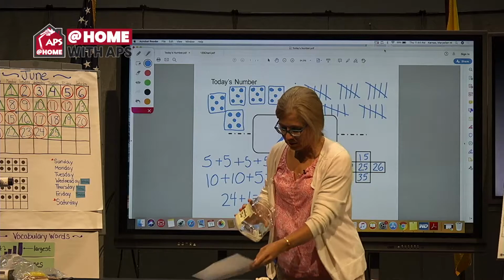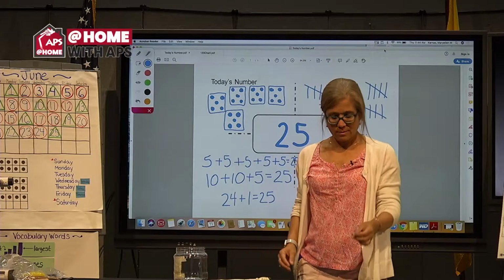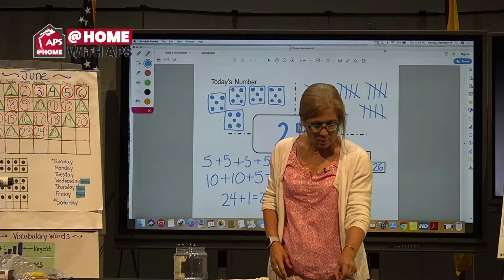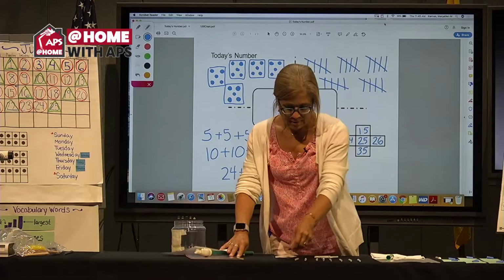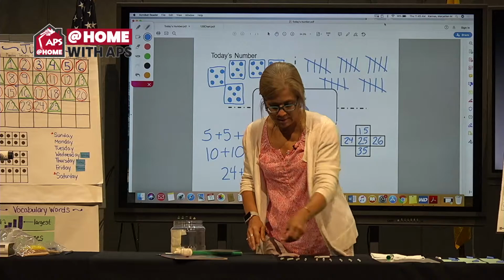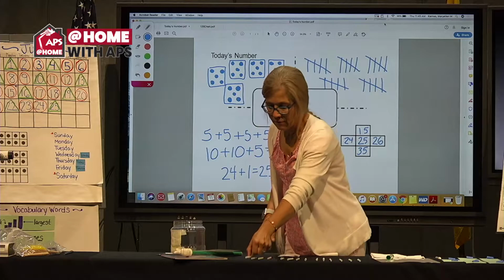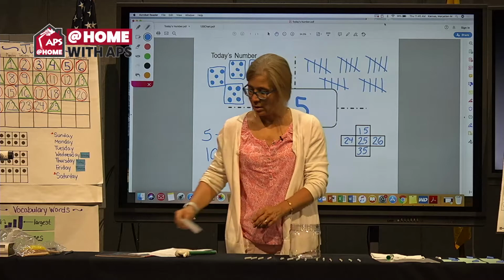And we'll count it out. There are pieces of straw. All right, let's count. Count with me. One, two, three, four, five, six, seven, eight, nine, 10, 11, 12, 13, 14. There are 14 pieces of straw in the counting jar.